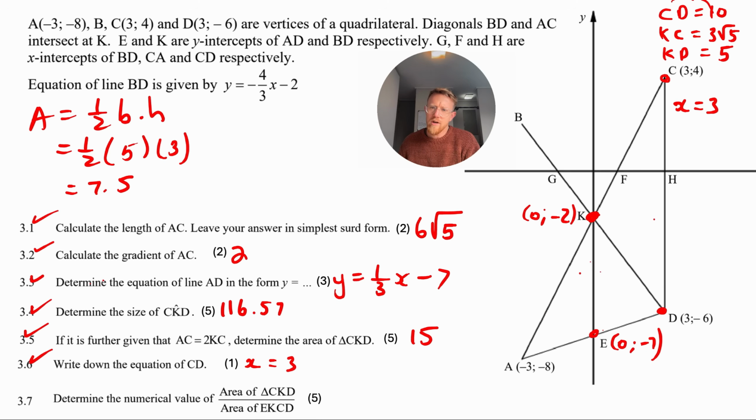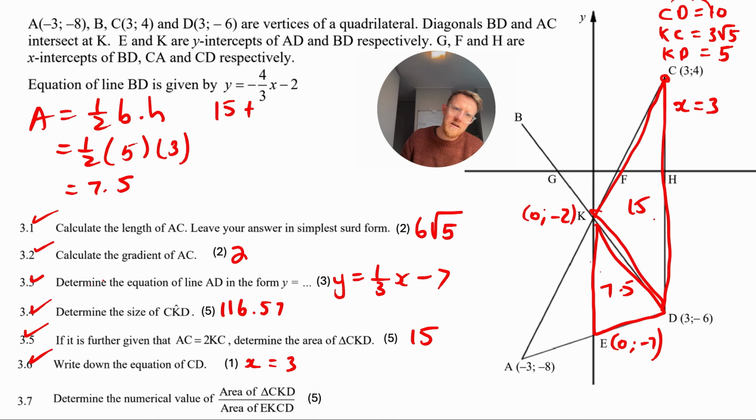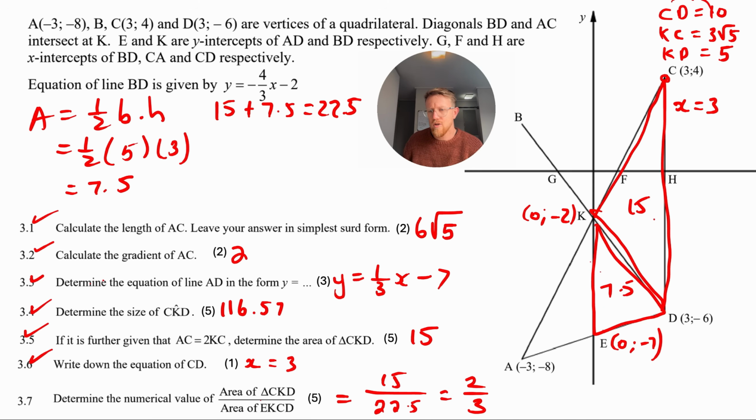So we've now gone and worked out that this triangle here has an area of 7.5, and then we know that this triangle is already 15. So if we just add those two together, then it gives us the area of the quadrilateral that they are looking for. So 15 plus 7.5 is 22.5. So then if we want to go work out this, we can just say that the area of CKD is 15 and the area of EKCD is 22.5, and that's going to give us 2 over 3.